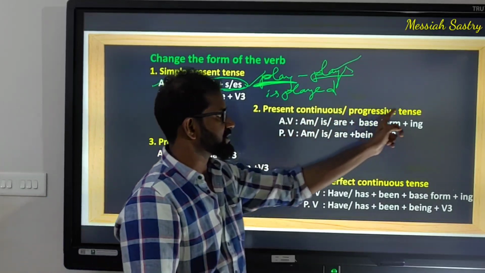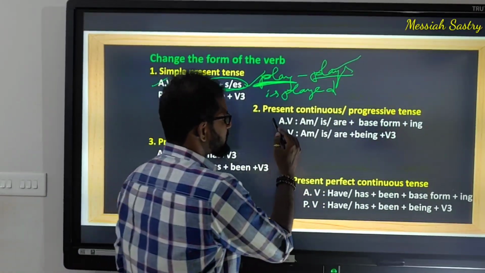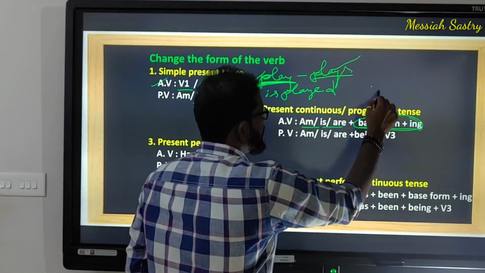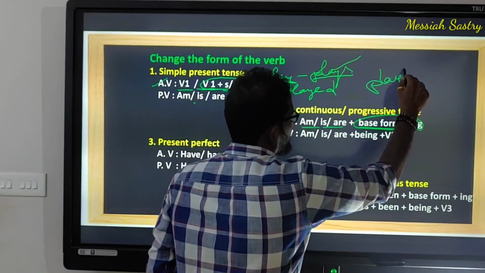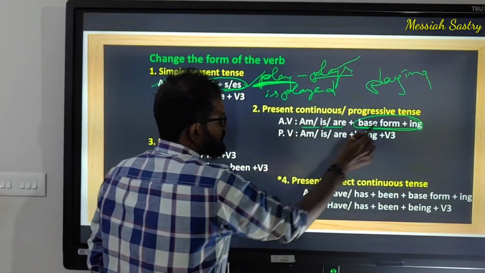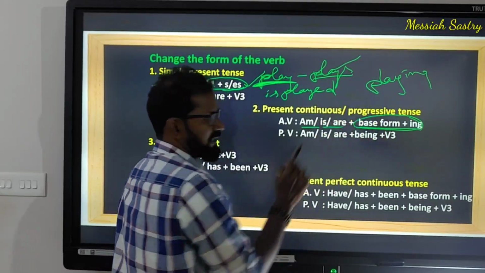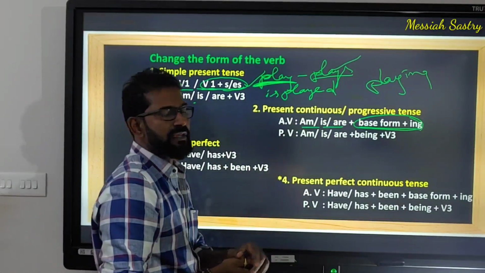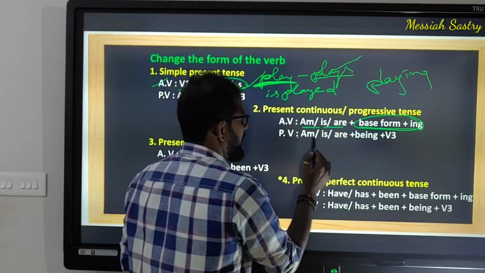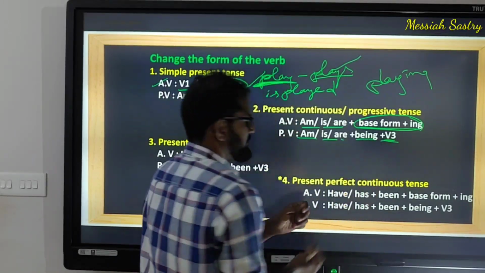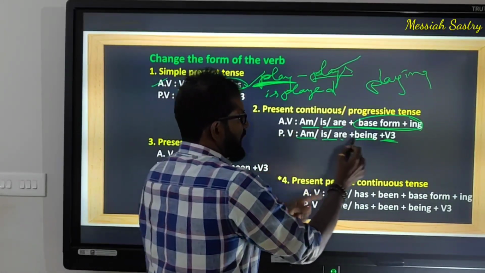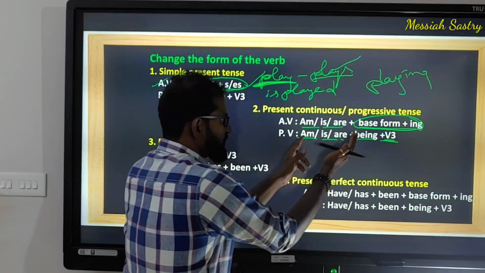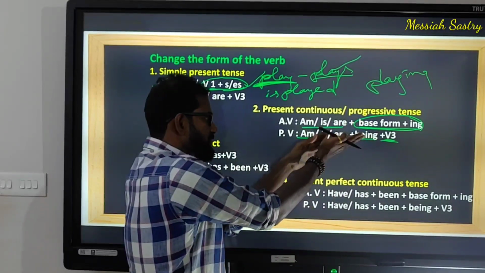Next, present continuous or progressive tense. Active form is am/is/are plus the base form plus ing. The base form of play is play, plus ing is playing, which means am playing, is playing, are playing. If you find that form, that is the continuous active form. So what is the passive form for that? Am/is/are plus being plus V3, which means am being played, is being played, are being played. If you find this form, then it is in passive form.